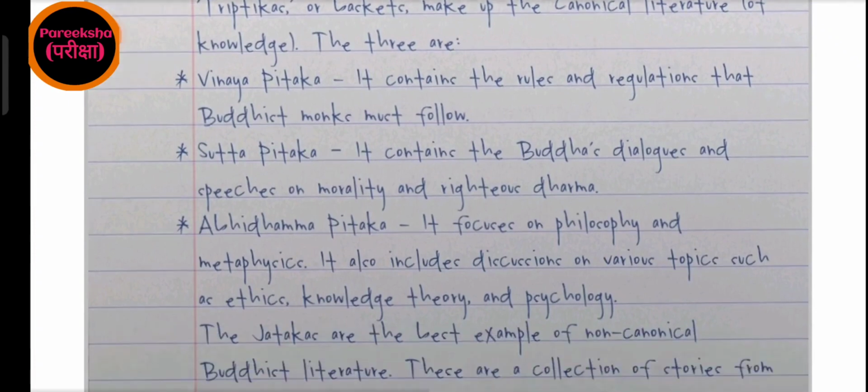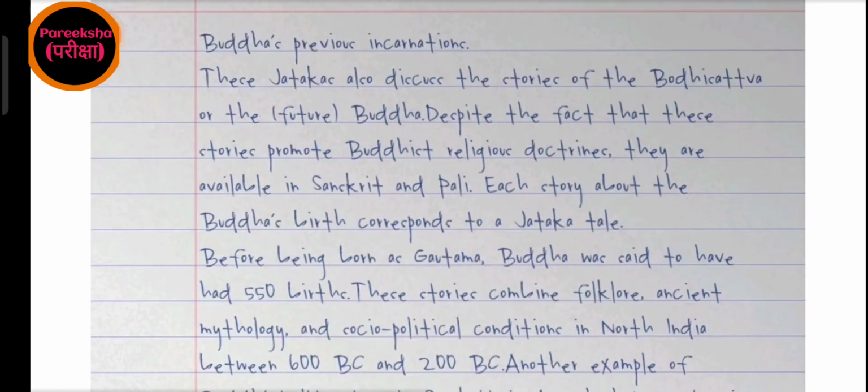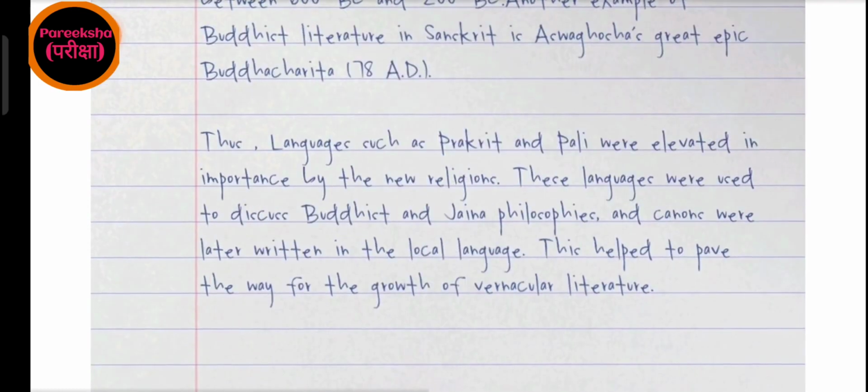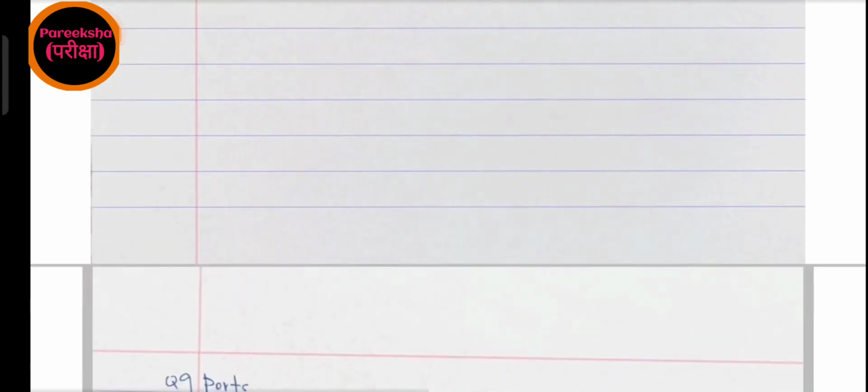Vinaya Pitaka, Sutta Pitaka, Abhidhamma Pitaka. Thus, languages such as Prakrit and Pali were elevated in importance by the new religion. These languages were used to discuss Buddhist and Jain philosophies, and canons were later written in the local languages. This helped to pave the way for the growth of vernacular literature.